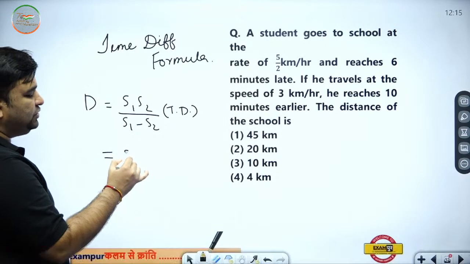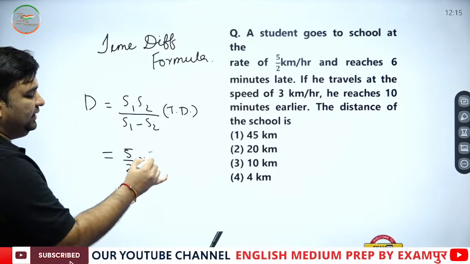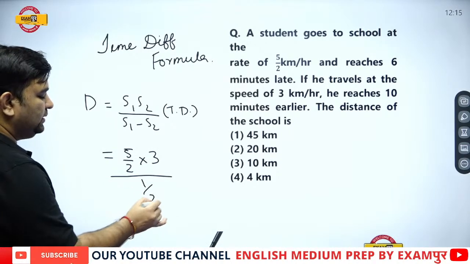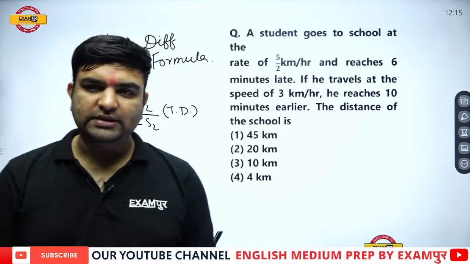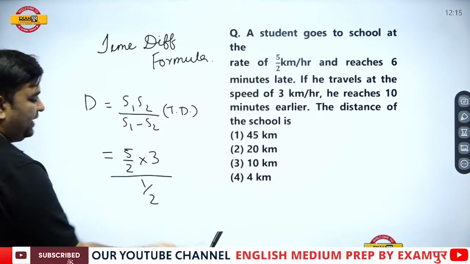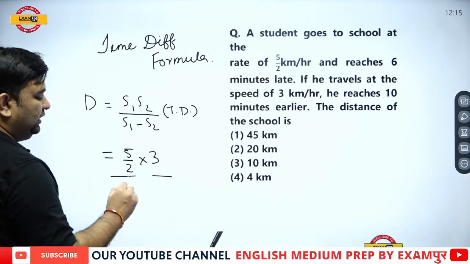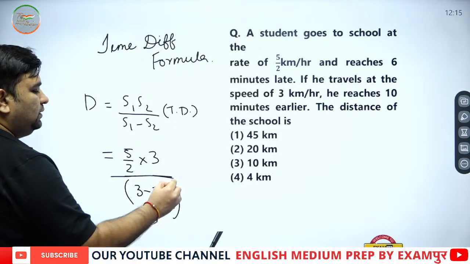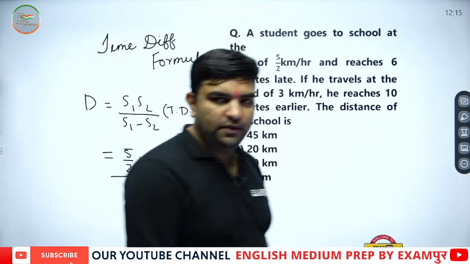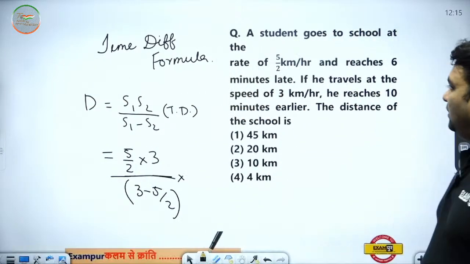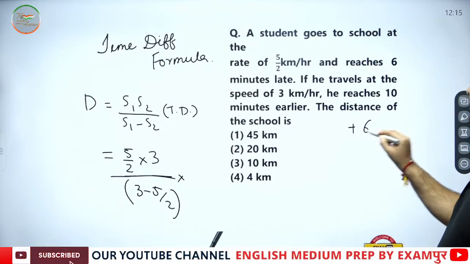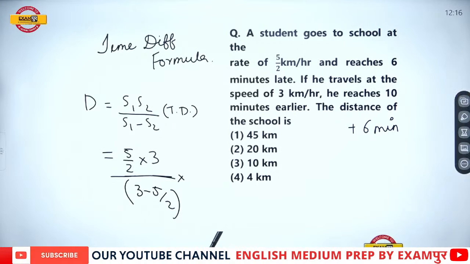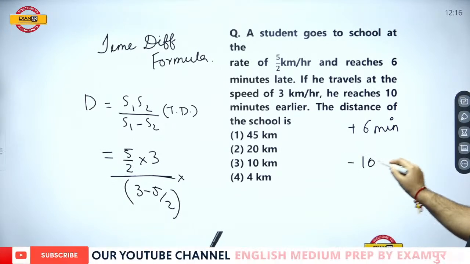First speed 5/2, second speed 3. What is their difference? 3 minus 5/2, 6/2, that is 1/2. Let me write it very basically for the new ones. And what is the time difference? Initially 6 minutes late, so plus 6 minutes. Finally 10 minutes early, so minus 10 minutes.